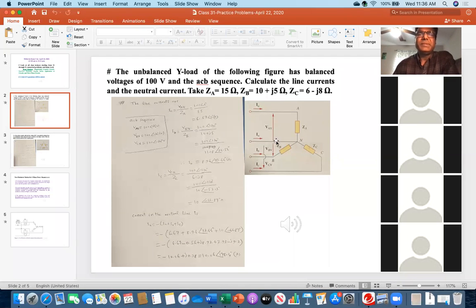Now, everybody will assume that because there is current IN flowing into the neutral, that also proves that this is an unbalanced system.